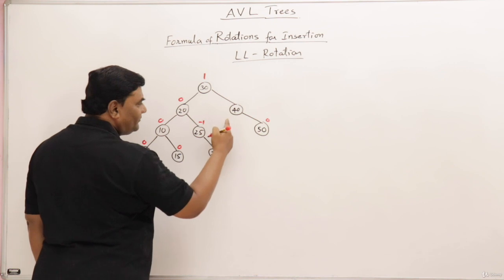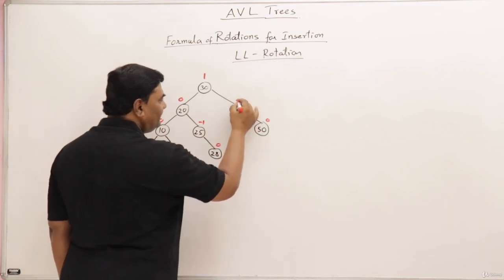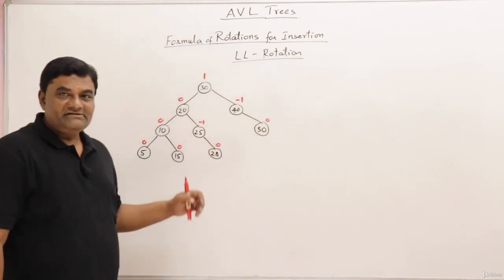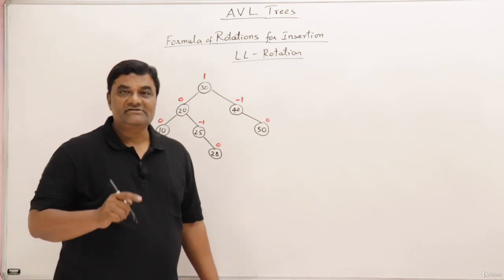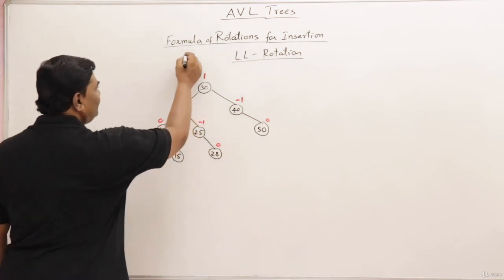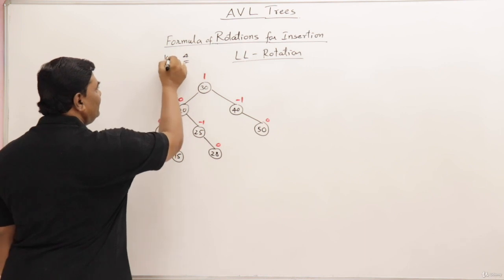So 1. And what about this 0 and 1? Minus 1. So this is balanced. Now I will insert a new value that is 4. Insert 4. Key 4. Right?